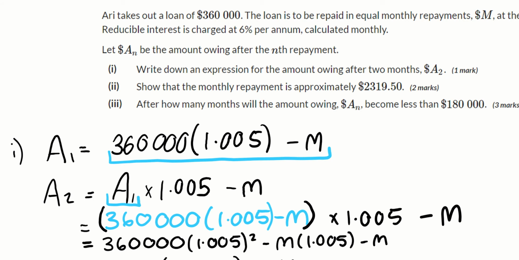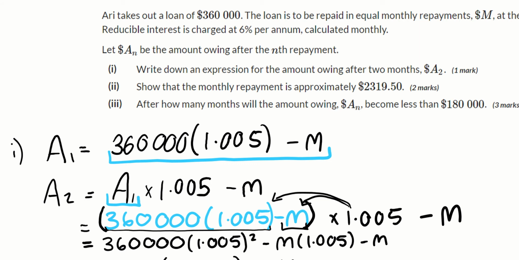Now when you're expanding in, it's just a matter of realizing this whole thing is one term. So when I times that in here, it's going to make that to the power of 2. And then the minus M is a separate term. So I'm going to also multiply that in there, which gives me the negative M lots of that. And then you've got your minus M floating on the end. So there's your 1 mark.